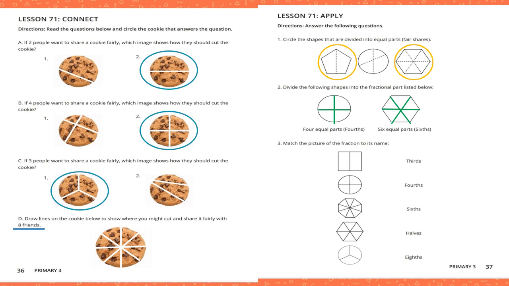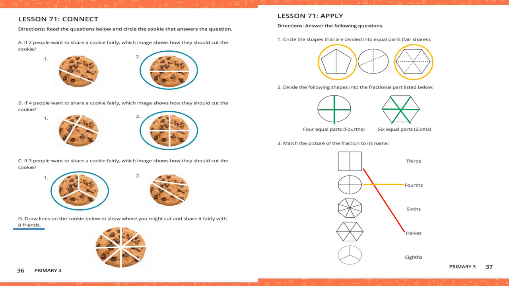Number 3, match the picture of the fraction to its name. The first picture here, I have 2 parts. So two parts in fraction is called what? We said before half and half. So I have here two halves. Yes. The second picture, I have a circle here. It's divided into four equal parts. It means what?